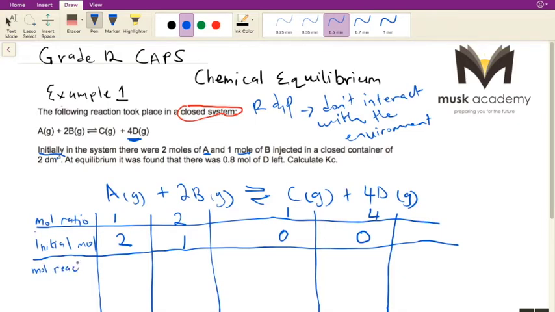And now the next row of the table that you need to figure out is the mole reacted and or produced. This means that for the products it will be the moles that were formed, and for the reactants it will be the moles that reacted.